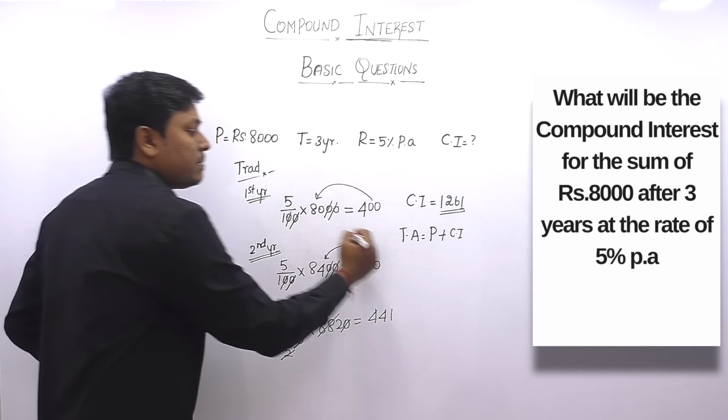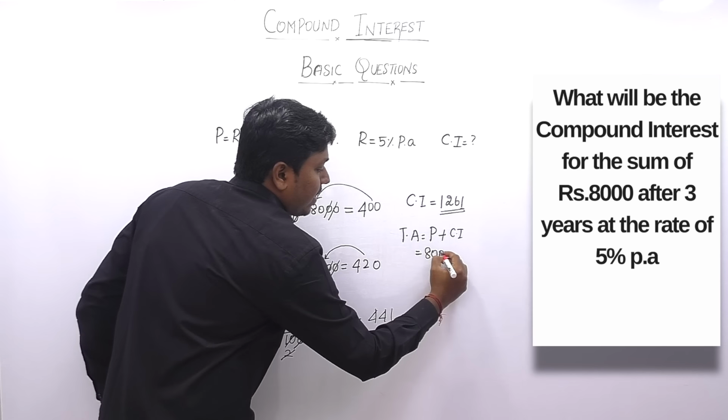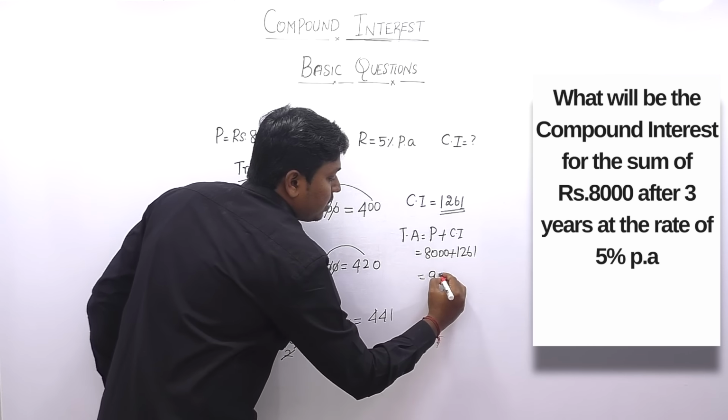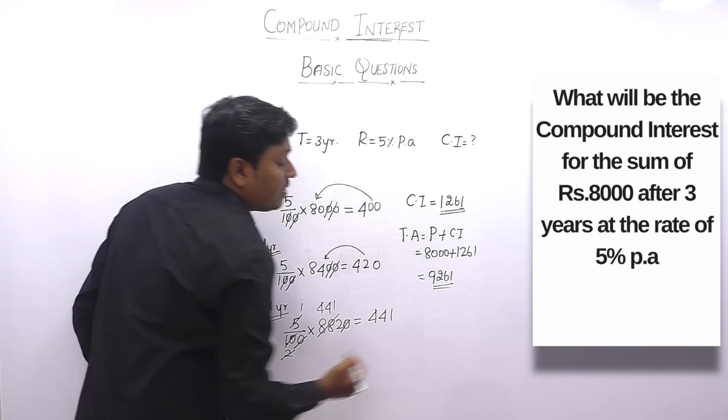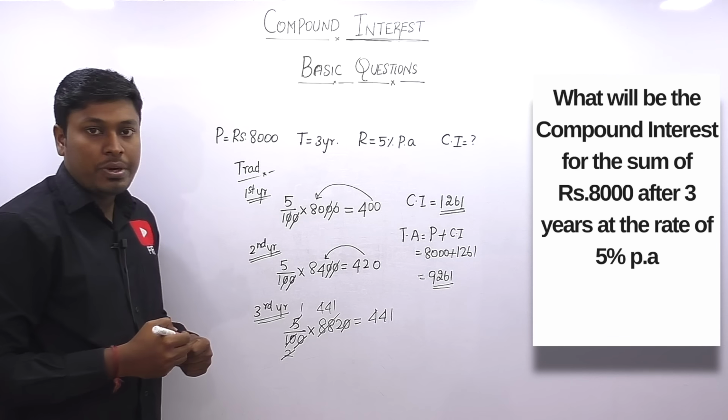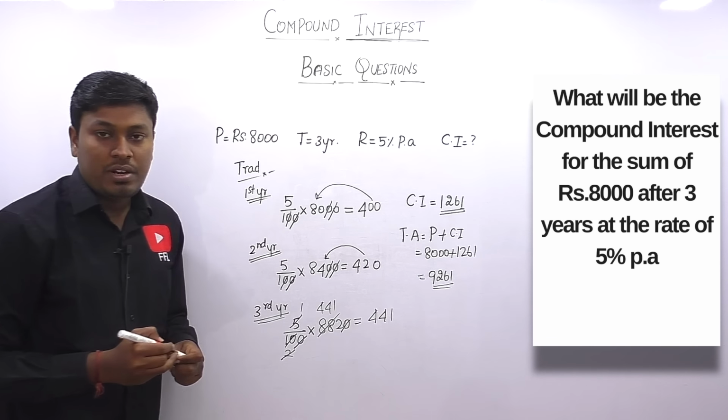We already know principal is 8,000. And finally, for 3 years, we found the compound interest to be 1261. So 9261. So 9261 will be the total amount received after 3 years. If they ask only compound interest, then compound interest will be 1261.